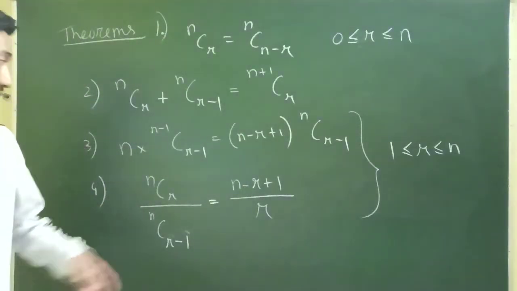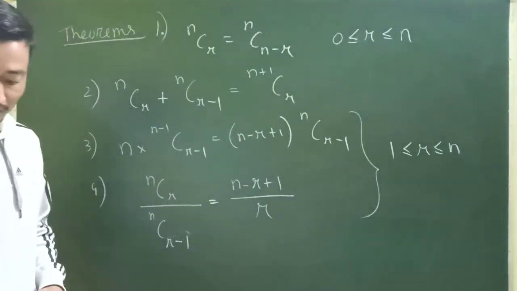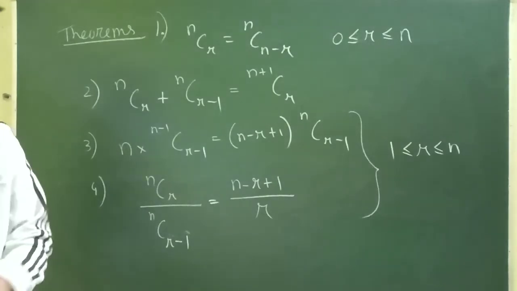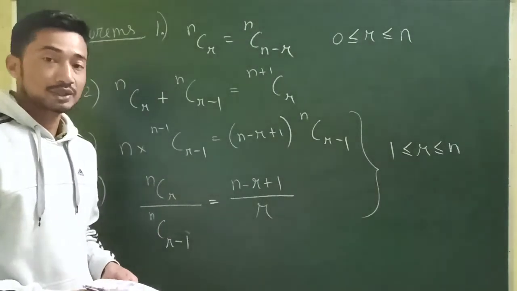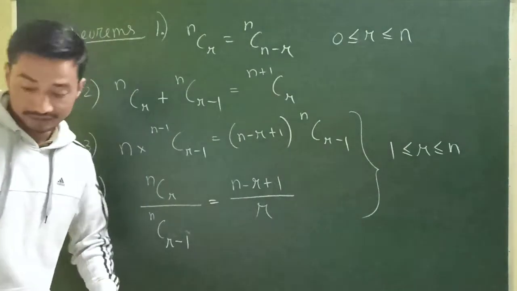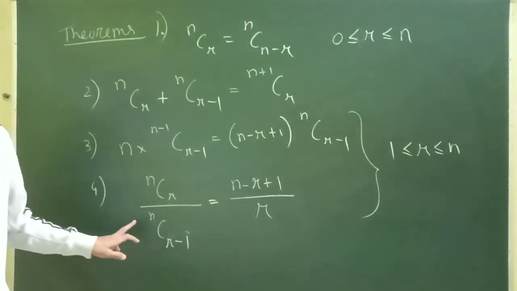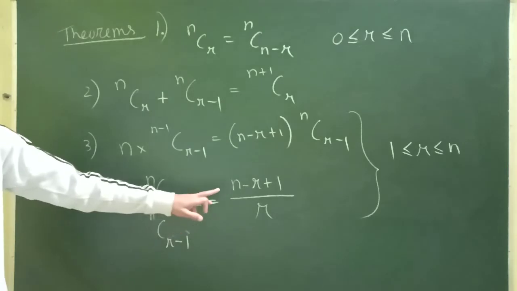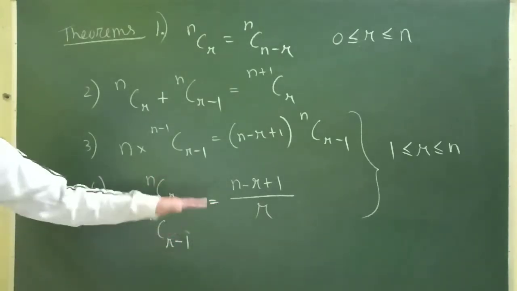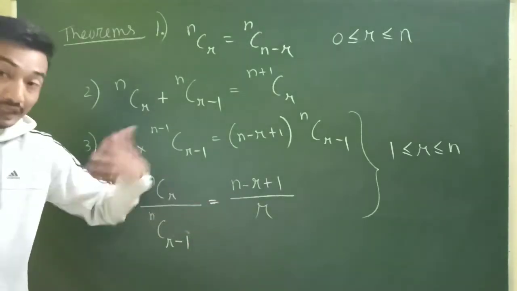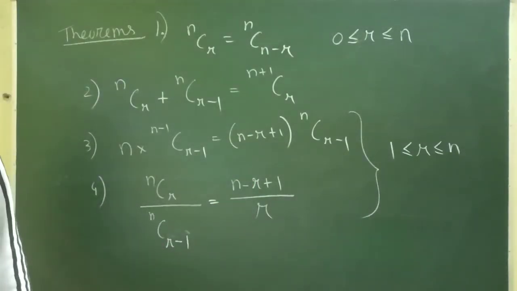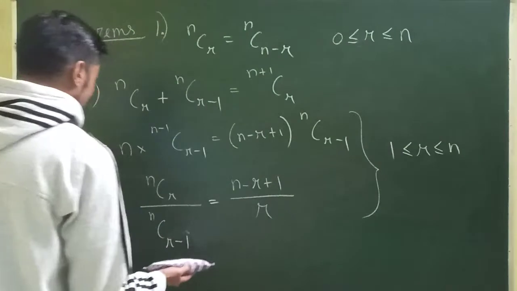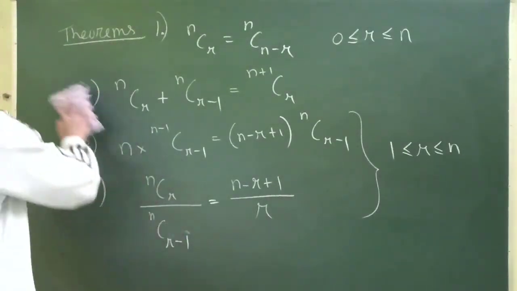So these two theorems may not be very useful for board examinations, but definitely for competitive examinations they will come in very handy. The ratio nCr over nC(r minus 1) is simply, without calculating directly, a shortcut: (n minus r plus 1) over r. Of course, n and r should be positive integers. All right, so that is 1, 2, 3, 4.